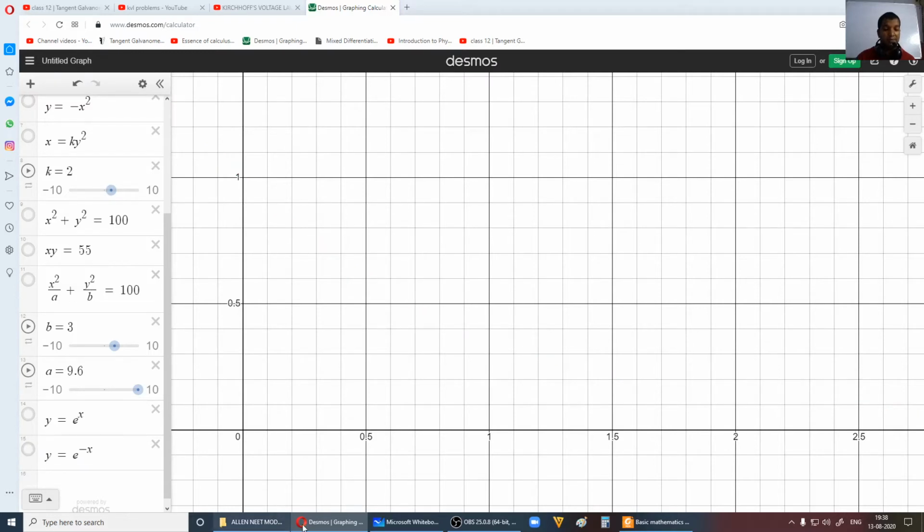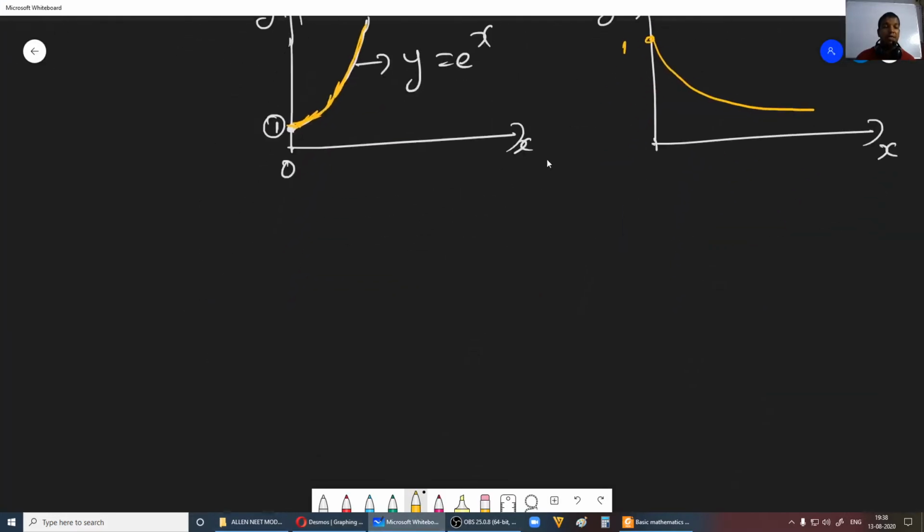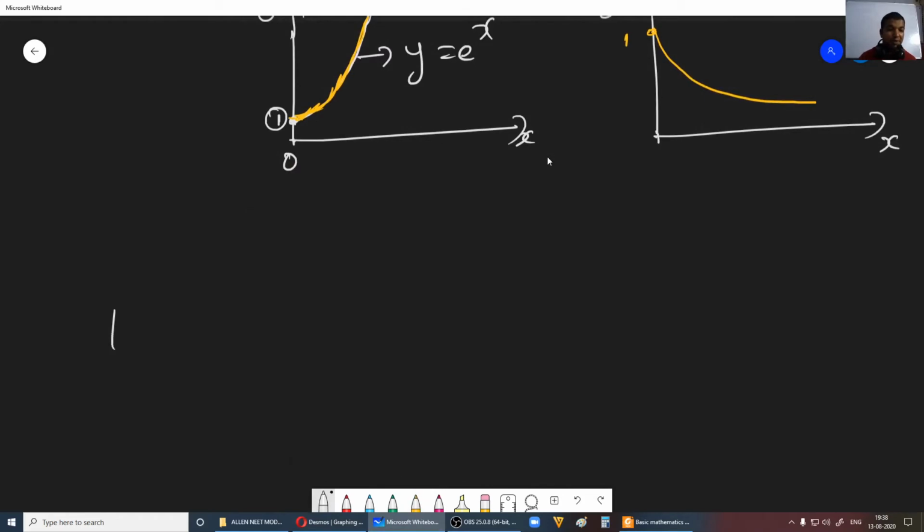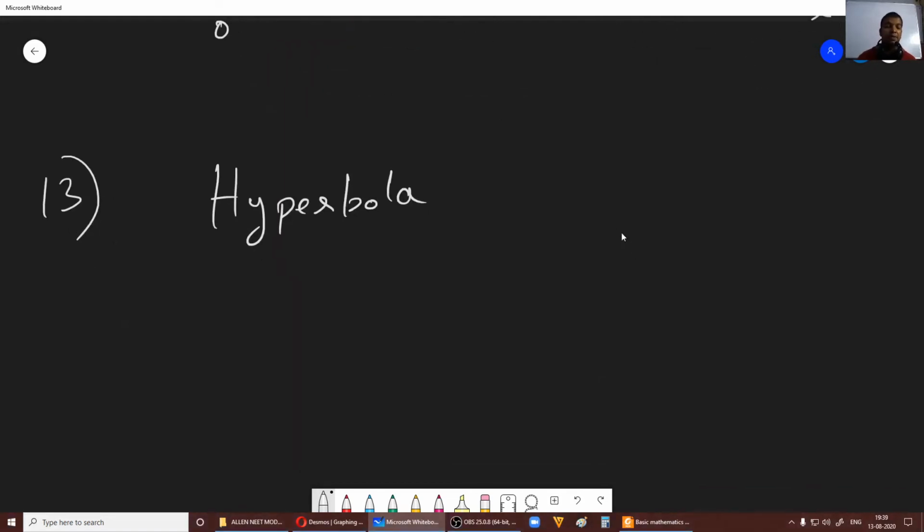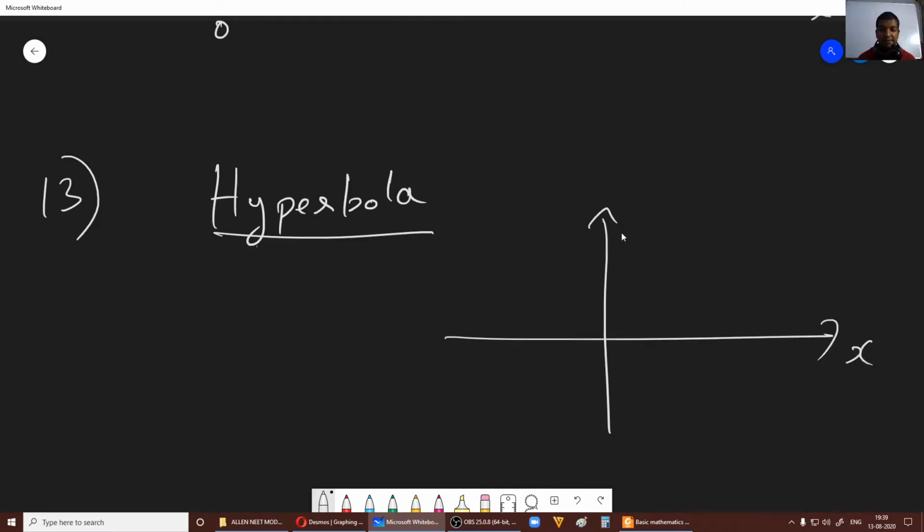Now coming to the last one, hyperbola. It is quite rare. We don't get to see this hyperbola, at least in your 11th and 12th physics. Hyperbola is the name given to that special curve. It looks something like this, with x, minus x, y, minus y axes. It will open up towards the positive x-axis as well as the negative x-axis.